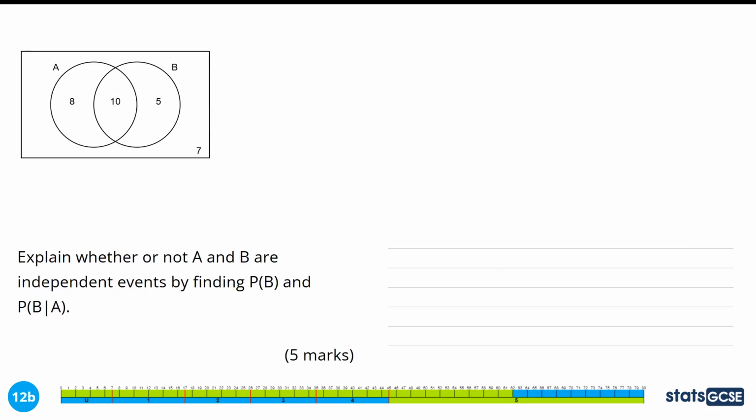Explain whether or not A and B are independent events by finding the probability of B and the probability of B given A. To find the probability of B, we're going to start by finding out how many of these books were in B. So we've got 10 and we've got 5, so that would be 15. And then we're going to put that over the total amount of books. We're told in the question there are 30 books. 15 over 30 is the same as a half.